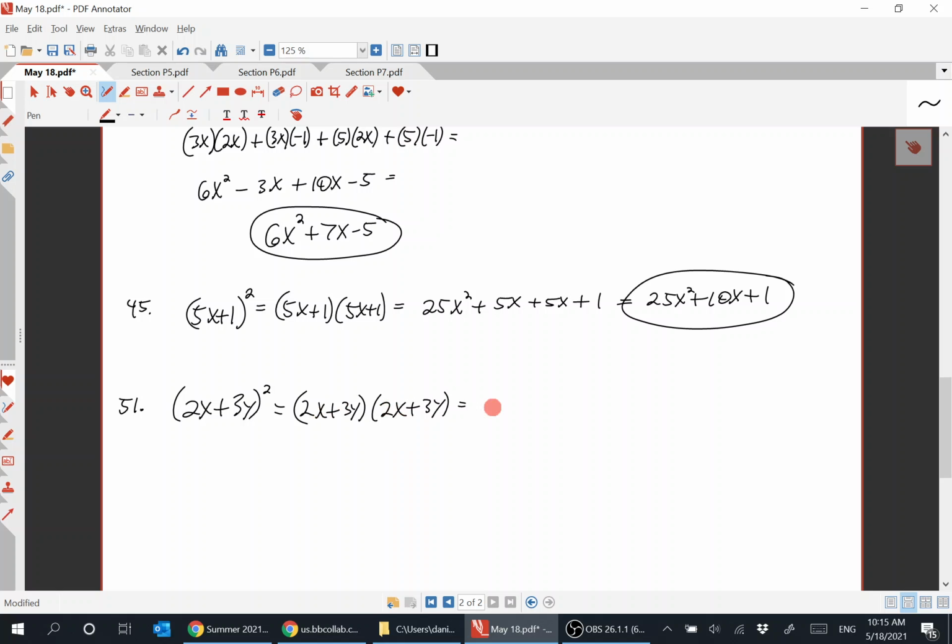So 2x times 2x, 4x squared, 2x times 3y, 6xy. Of course, you can't combine the x and the y. Plus 3y times 2x is again just 6xy. 3y times 3y, 9y squared. And of course, these two in the middle, they have like powers of x and y. X to the first times y to the first. X to the first times y to the first. So that's 12xy.